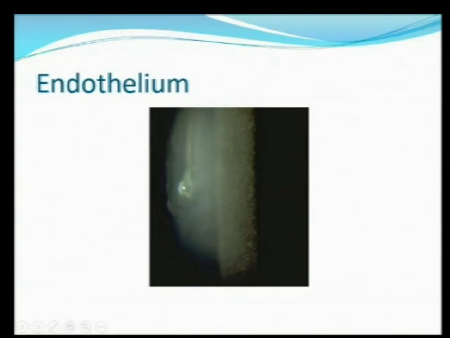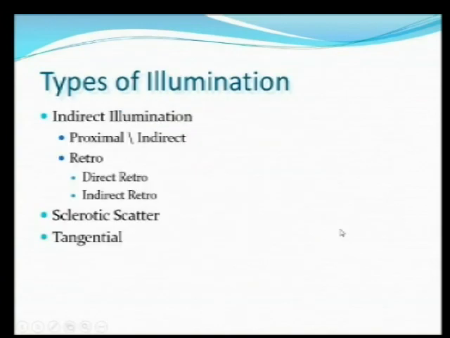Here's an example. Here's the bright reflection, but we're not really looking at that. We've moved on. We're focused on the duller image, and you can see the pattern of the cells. All right, so that's some examples of direct illumination.